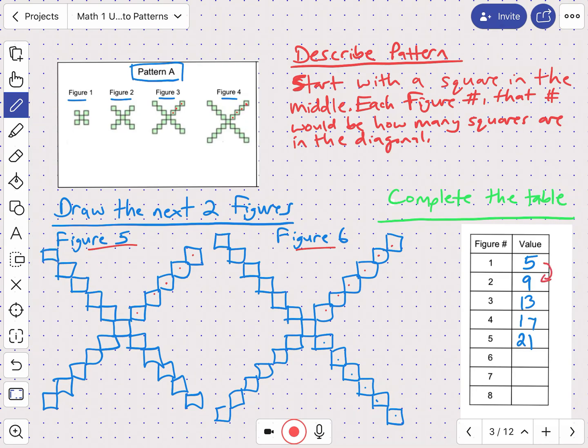So you could leave a note right here to say from here to here you add 4, from here to here you add 4, from here to here you add 4. You could add 4 again, and without counting figure 6, if we add 4, there should be 25. So I wonder if there is 25 on figure 6. And we could actually continue this. We don't need to draw any more figures since we found the pattern. We could just add another 4 and another 4. Okay.